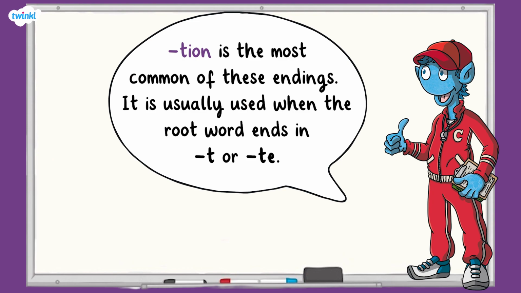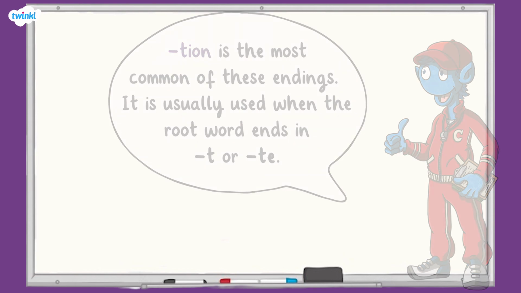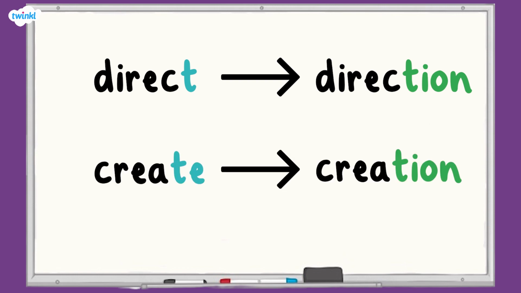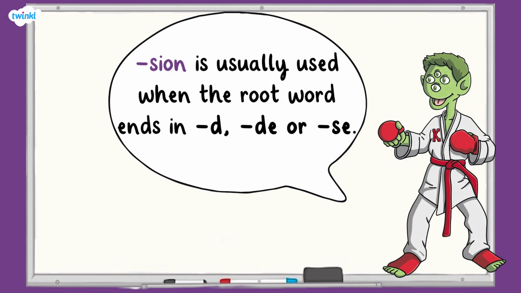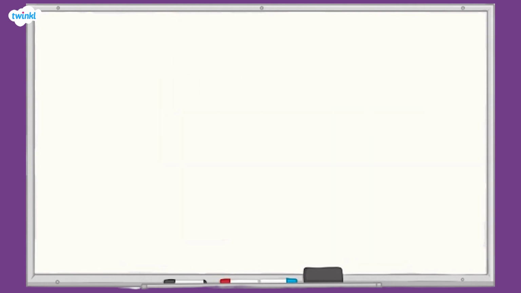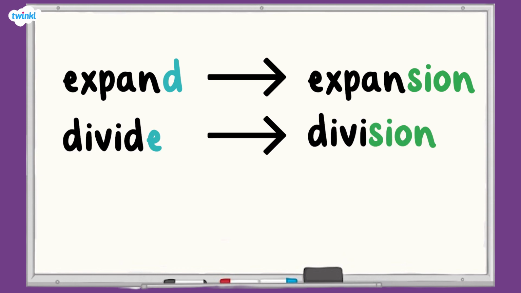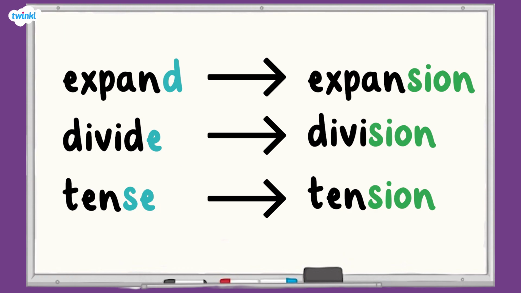Tion is the most commonly used of all these suffixes and comes after the root words that end in t or te. Direct becomes direction. Create becomes creation. Sion is usually used when the root word ends in d, de or se. Expand becomes expansion. Divide becomes division. Tense becomes tension.